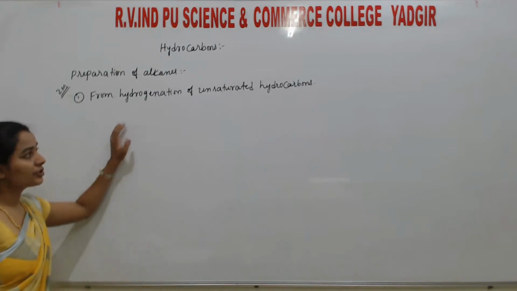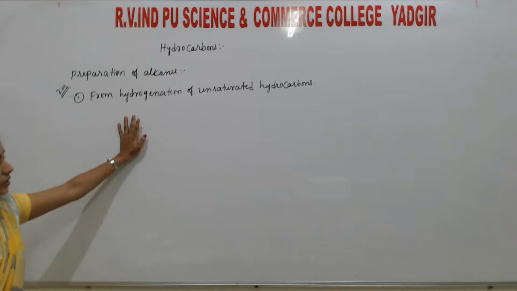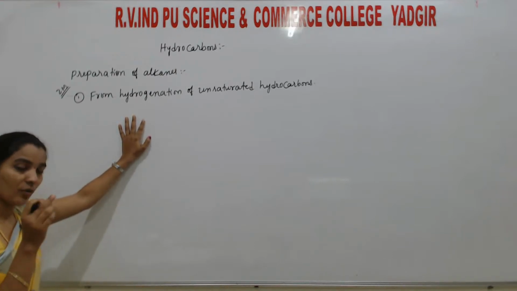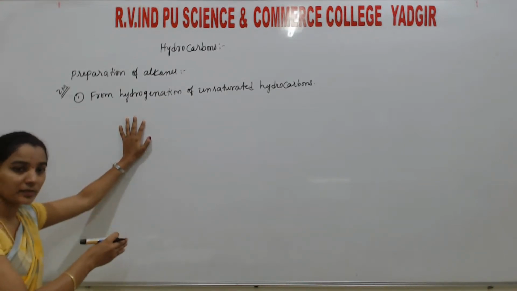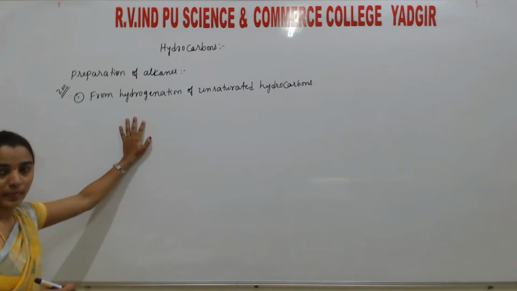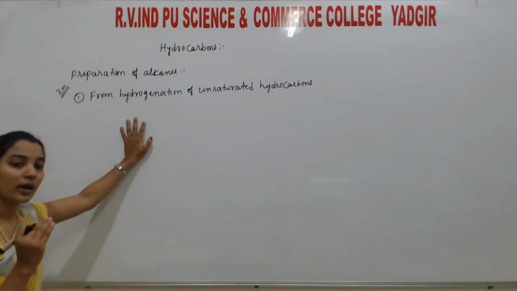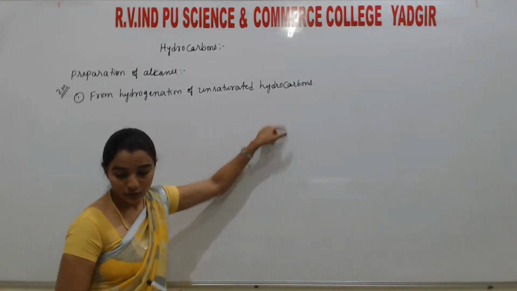From hydrogenation of unsaturated hydrocarbons. So students, you know that unsaturated hydrocarbons are of 2 types: one is alkenes, another one is alkynes. Initially I explained this in the classification. Correct? Alkenes and alkynes are examples of unsaturated hydrocarbons.